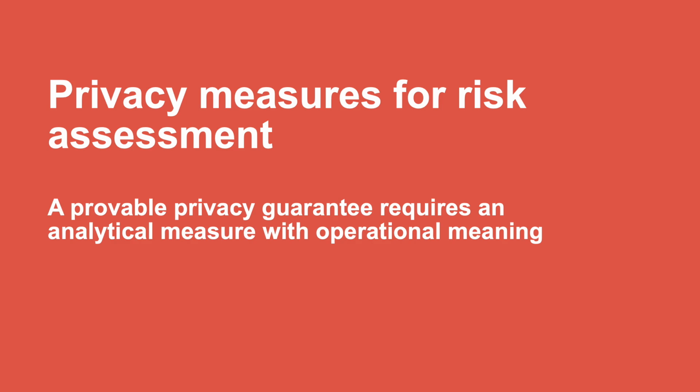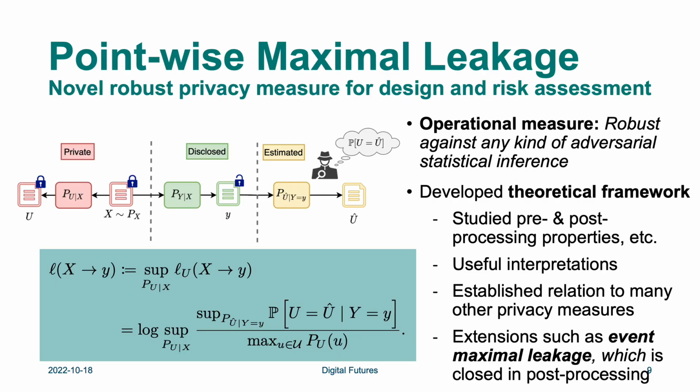So we said we wanted to have provable privacy guarantees. And those require that we have an analytical measure that also has operational meaning, and in this case for risk assessment. And we developed such a measure that we call pointwise maximal leakage, and that is actually robust against adversarial statistical inference.